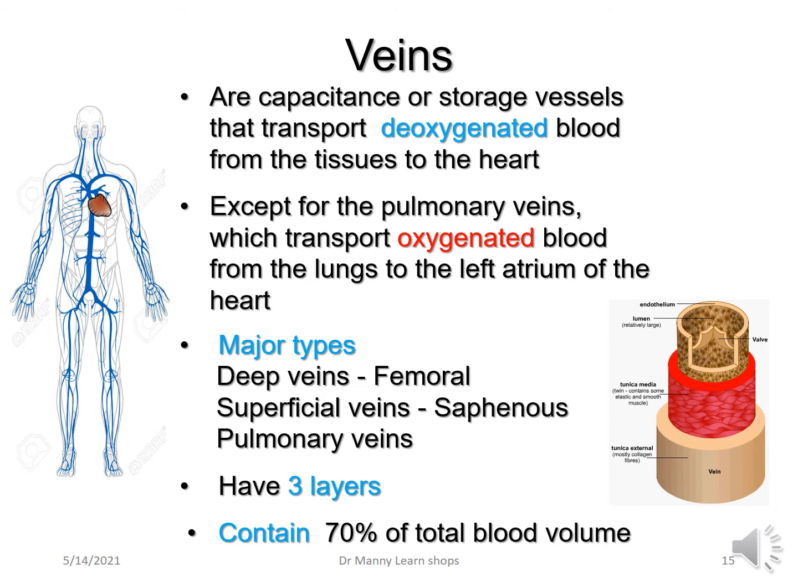They also have three layers. You've got the externa again, outside, the media again in the middle, and the intima, which is inside. They contain 70% of total blood volume.